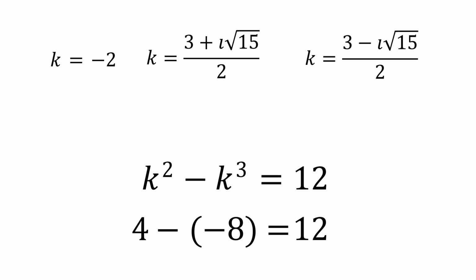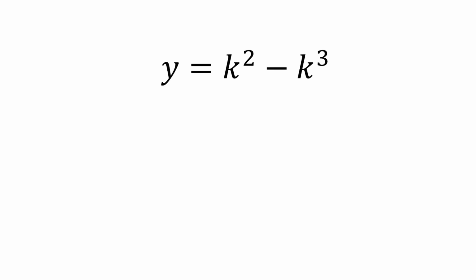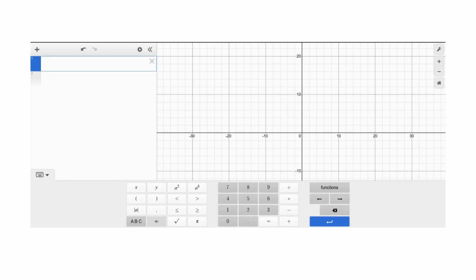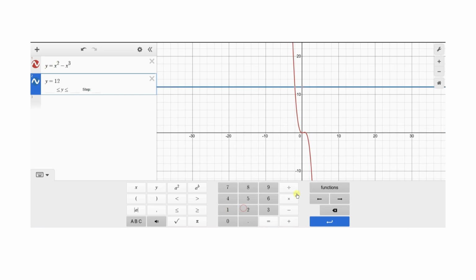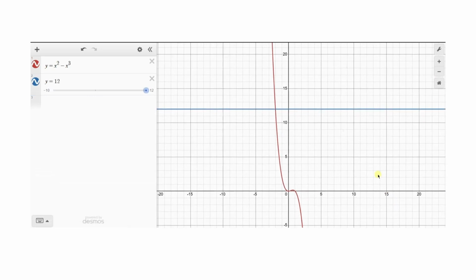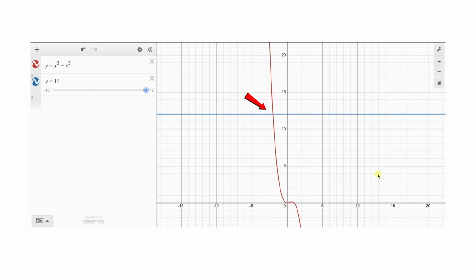Before we finish, here's one more beautiful insight. Instead of beginning with algebra, we could have graphed y equals k squared minus k cubed together with the horizontal line y equals 12. The graph would reveal only one real point of intersection. That hints there's only one real solution. The algebra then uncovers the 2 complex solutions, hidden beyond the real coordinate plane. A wonderful reminder that algebra and geometry often tell the same story, just from different perspectives.